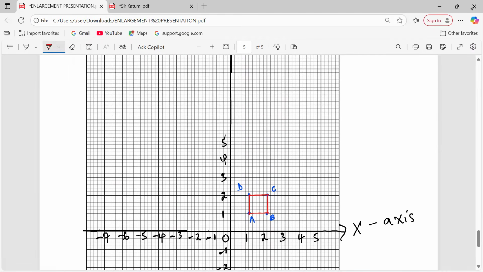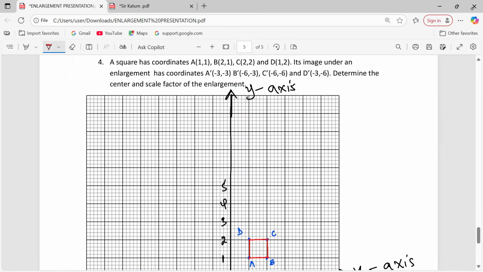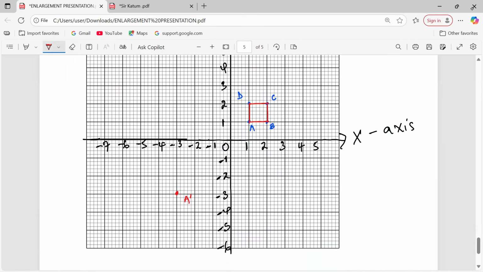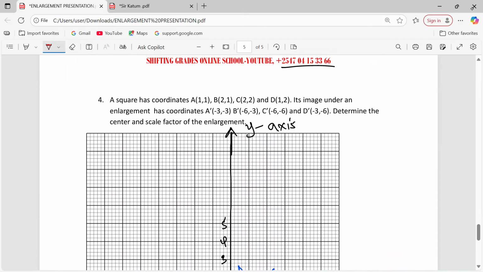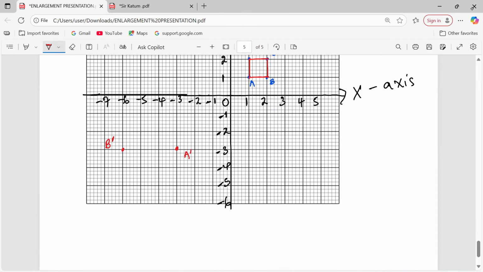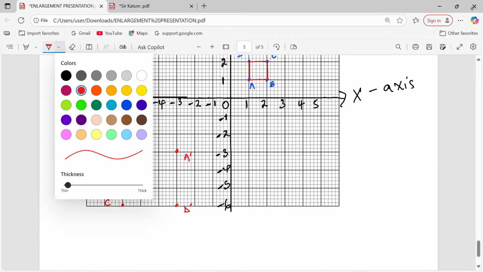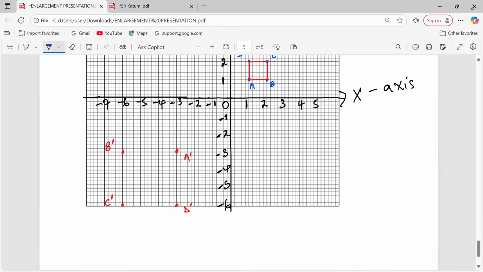Then the other one, which is B, is going to be -6, -3. So -6, -3 shall be this point. Here we have our B prime. Then there is C, which is -6, -6. So this is going to be our C prime. And D is -3, -6. This is our D prime. Now we can connect all of them to come up with our square, the image of the first square.